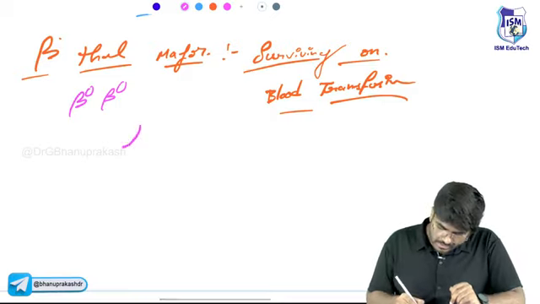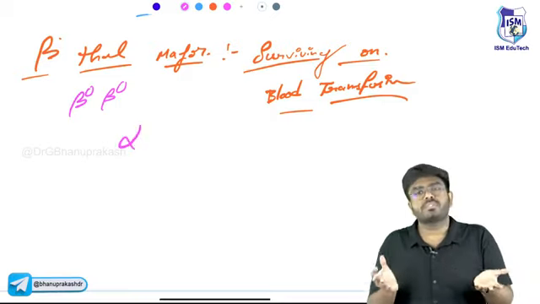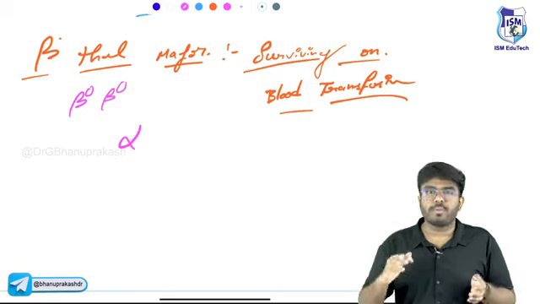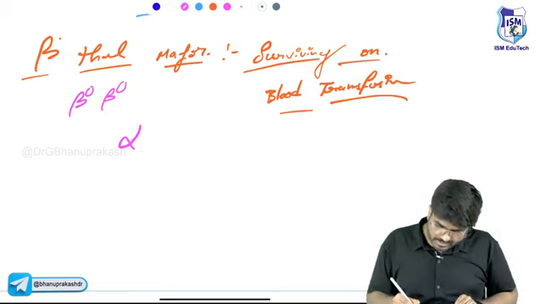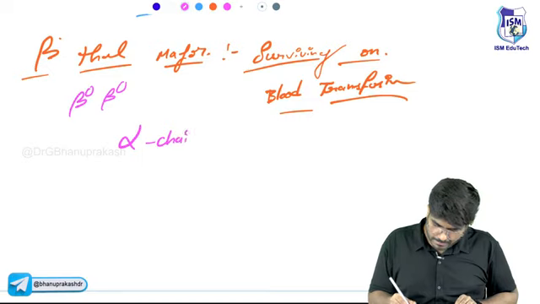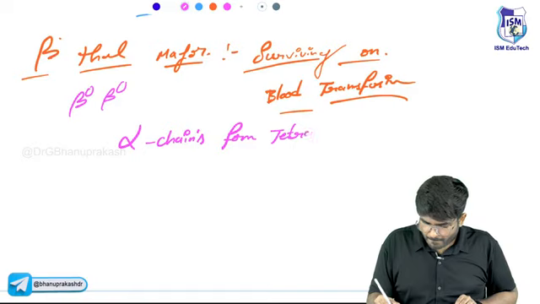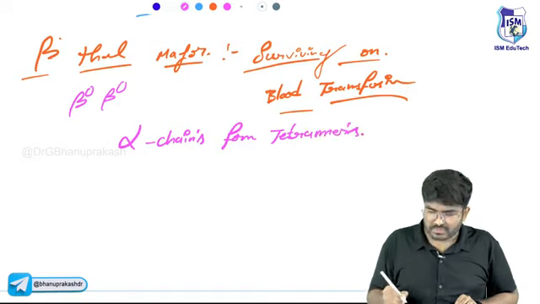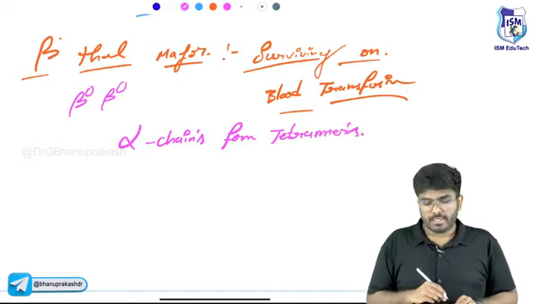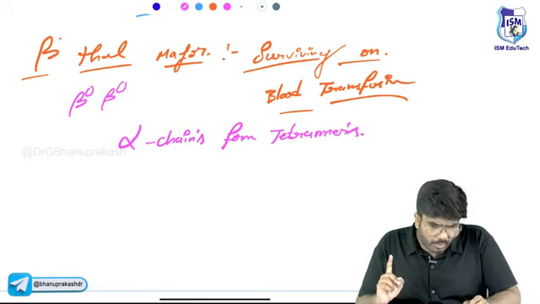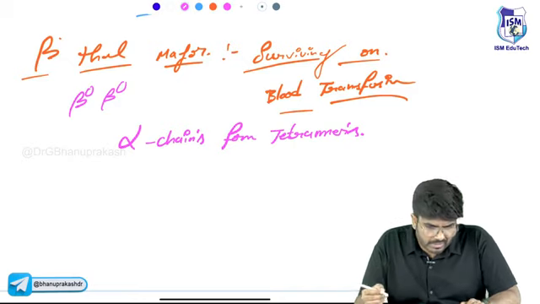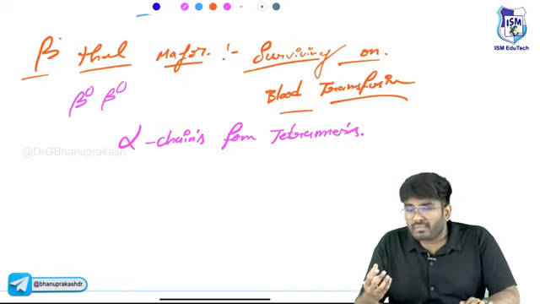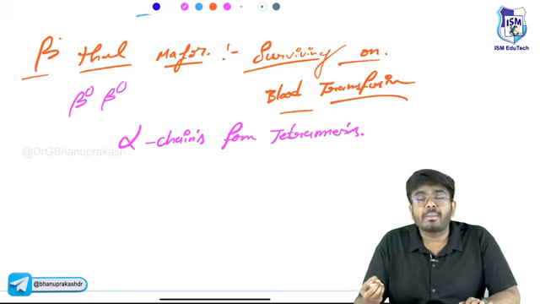So what happens? The alpha globin chains are going to fuse. Everywhere is the alpha globin, the 4 alpha globin chains. So alpha chains form tetramers. This is the one point which I want you to know. These alpha tetramers are going to precipitate and they will cause damage to the RBCs.